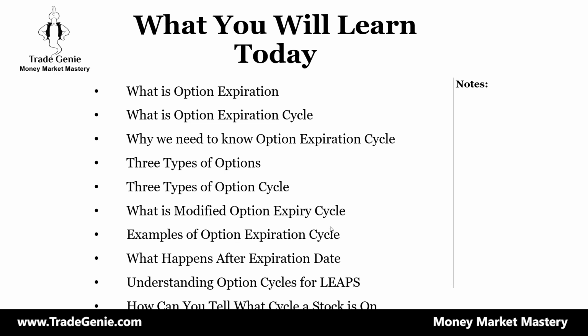So, examples of option expiration cycles. I'll give you some examples, and when you take these examples and you're trading, you can look at it and say, okay, I see that. So be aware of the things happening. Aha moment coming up. Maybe you create a worksheet called aha moments, write down your aha moments, and see if it can help you. Then: what happens after the expiration date, understanding option cycles, and how can you tell what cycle a stock is on? This is important. These are the things we will learn.